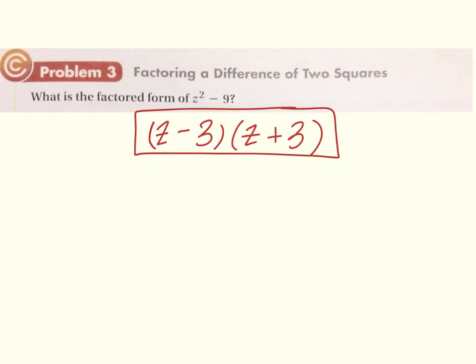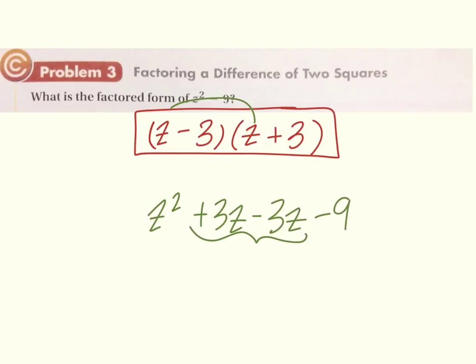You can check that by foiling it out, but you're going to see what's going to happen is you're going to get z squared plus 3z minus 3z minus 9. The middle two terms, plus 3z and minus 3z, are actually going to cancel, and you're going to be left with z squared minus 9, which is what you started with.